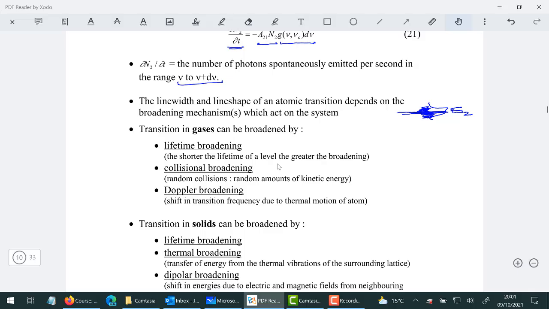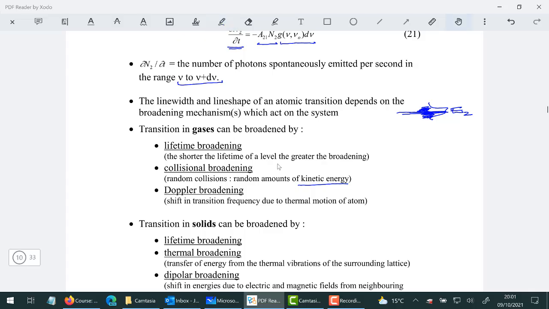The type of broadening that you get will depend on the type of material. In gases, for example, you get lifetime broadening, which is related to the kind of quantum processes going on. We don't need to worry too much about that. It's the uncertainty principle involved, if you want to look it up. Collisional broadening, we can think of as when atoms, molecules, electrons bump into other things and change the amount of energy that they have.